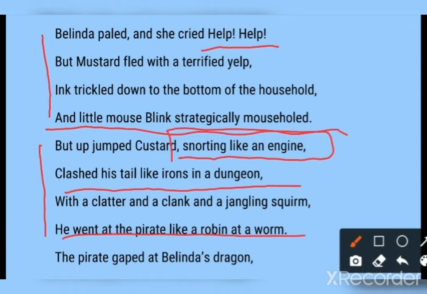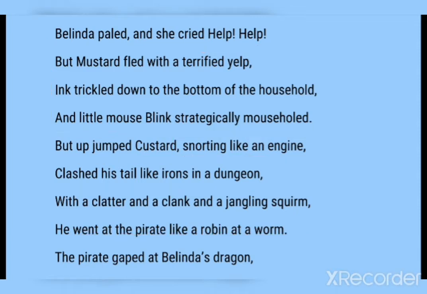And we have imagery here, as the attack by the dragon is expressed in a way to make images in our mind. We have the snorting of an engine, so that is one image, dungeon is another image, and robin, worm, etc., these are images. So this is stanza 10.